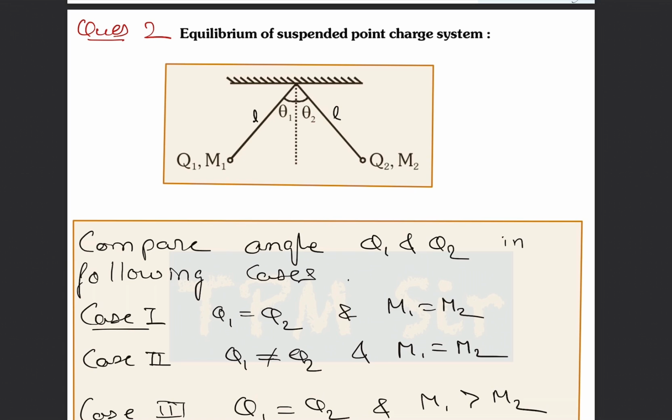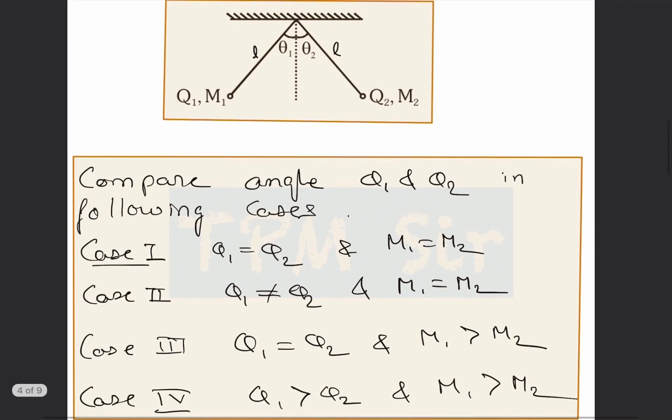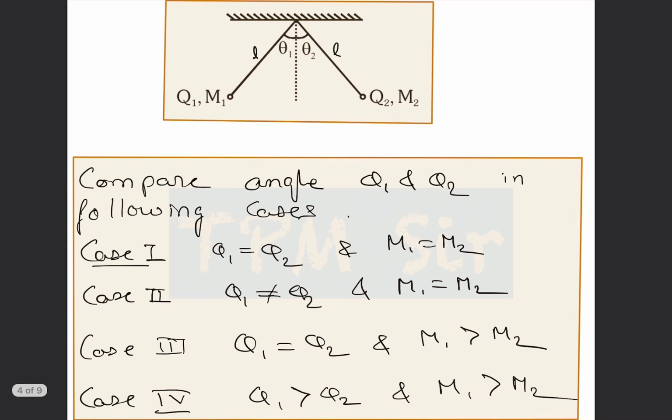Now what is the question? There are two charges, there are two masses, and they are having charges also, q1 m1, q2 m2, and theta 1, theta 2. Now you are asked to compare angle theta 1 and theta 2 in the following cases. Suppose q1 and q2 are same and m1 and m2 are same, then what? And similarly four different cases are there.